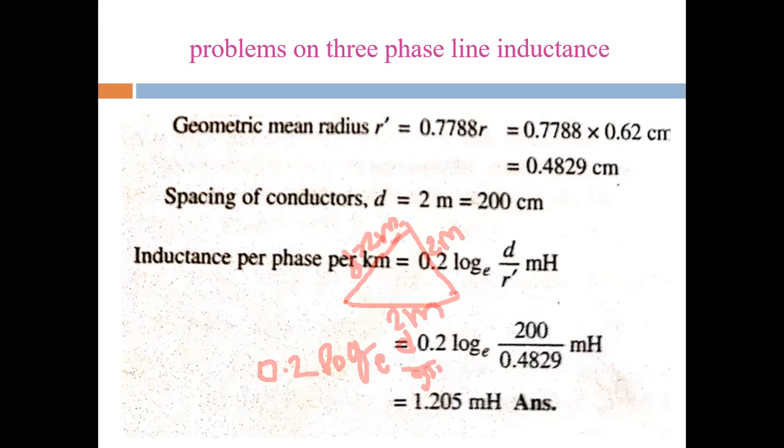The conductors are spaced in an equidistant triangular shape. We already derived the equation for the equidistant triangular arrangement of three-phase conductors. Then we substitute all the values in that formula.